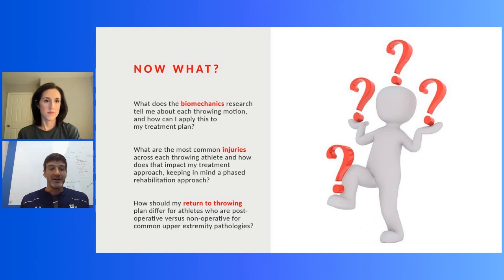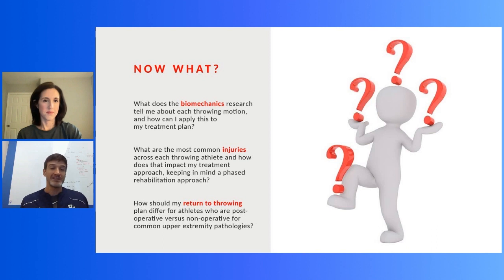So what does biomechanics research look like and tell us? How are the throwing motions similar? How are they different? What are the common injuries in the throwing athlete? And do they vary? Are there contact injury differences and non-contact injury differences? And then how do I return this athlete to the field?